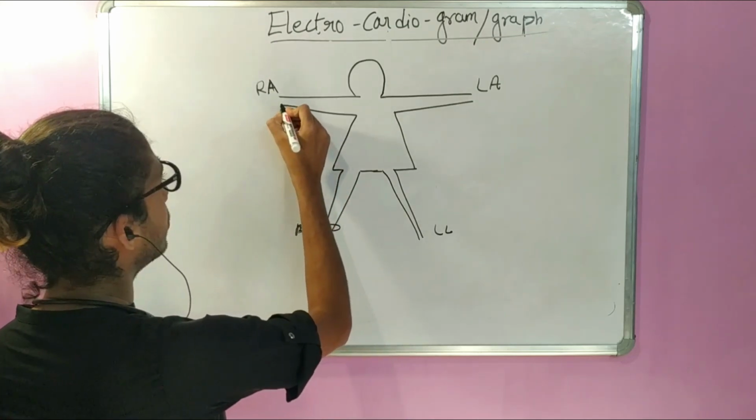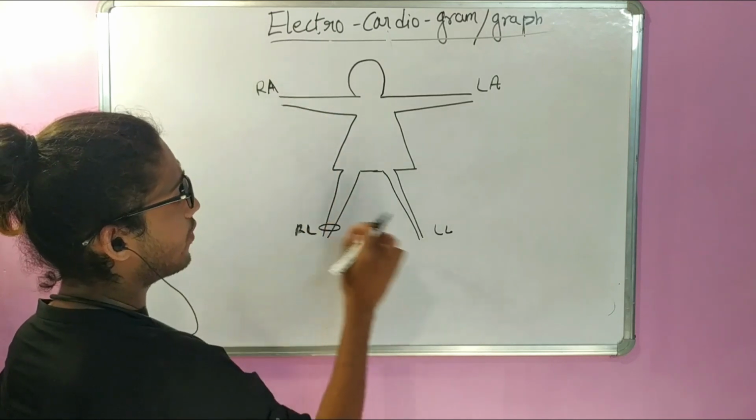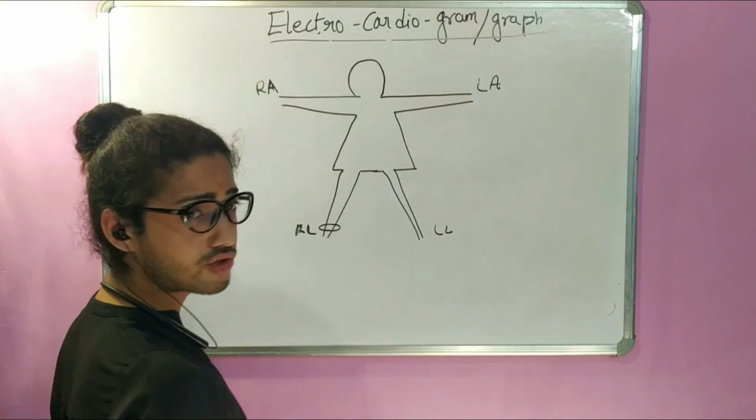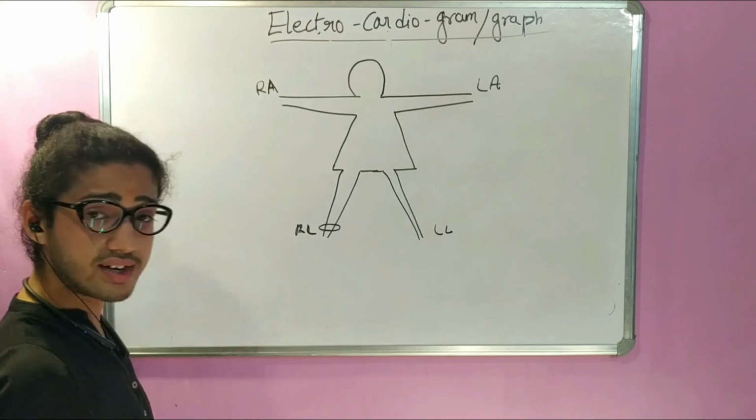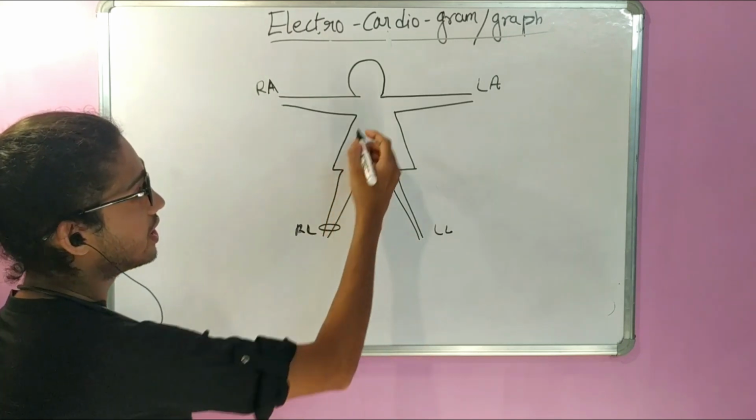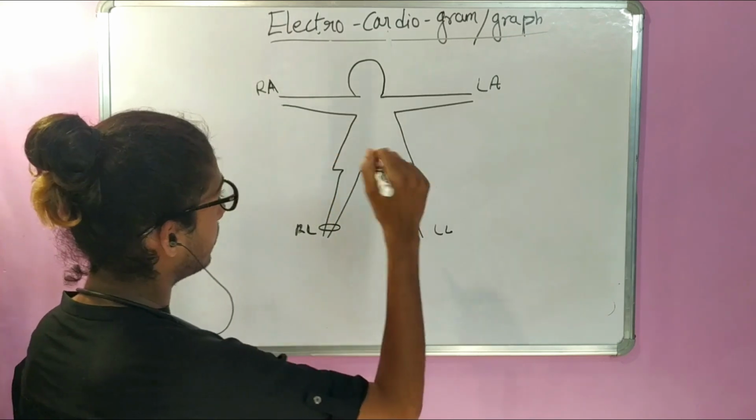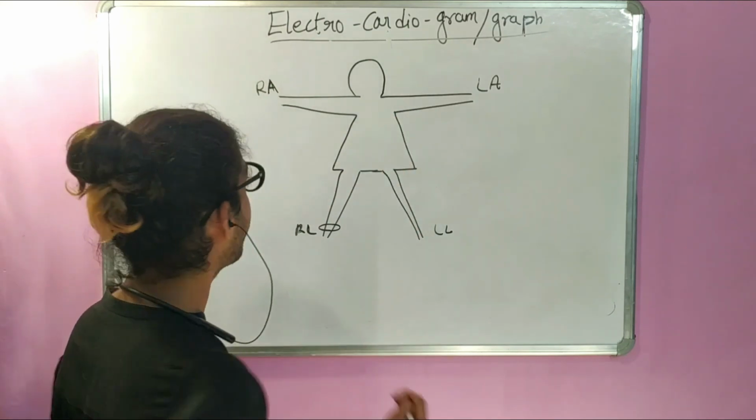Okay, so these are your 4 electrodes that are placed. Now we'll understand the leads. Also, we'll come to that in some time.